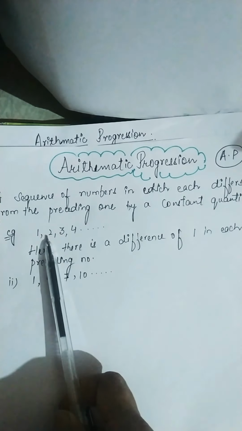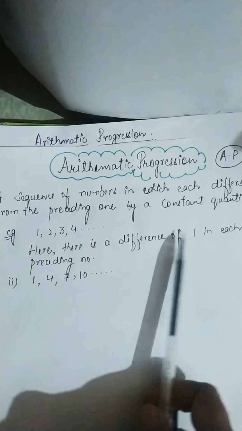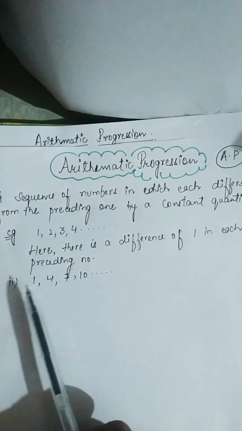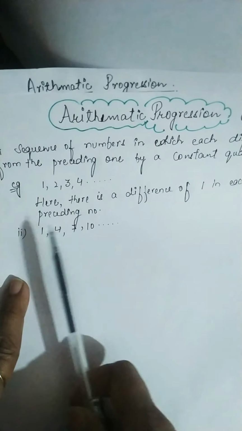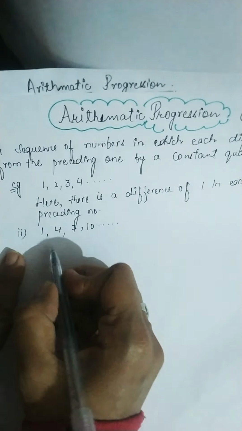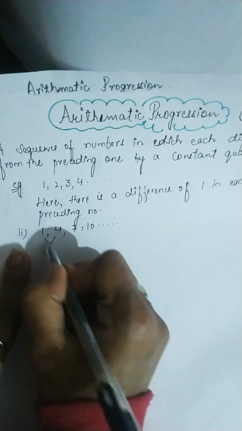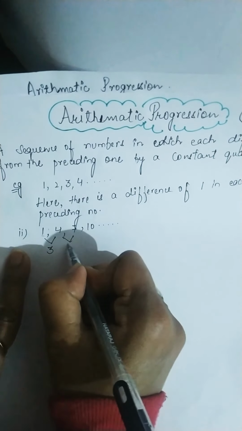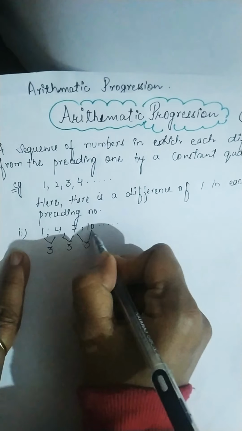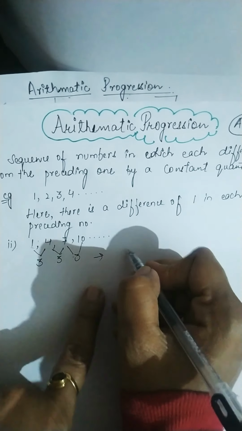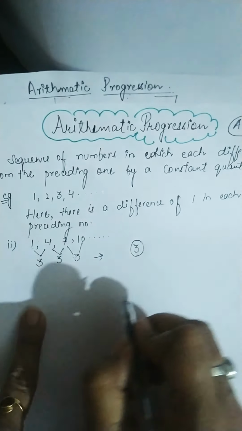For example, 1, 2, 3, 4, and so on. Here there is a difference of 1 from each preceding number. Now let's take another example, like 1, 4, 7, 10. Here also, if you find, there's a difference of 3. 1 plus 3, 4. Then 4 plus 3, 7. 7 plus 3, 10. So here is a difference of 3. So this is also an AP series.